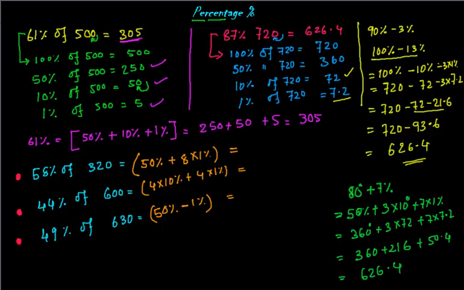I hope you have tried the sums again and got the answers. Congratulations. Let me write down the correct answers. 58% of 320 is 185.6. 44% of 600 is 264. And the last answer is 308.7. I hope you have enjoyed the video.